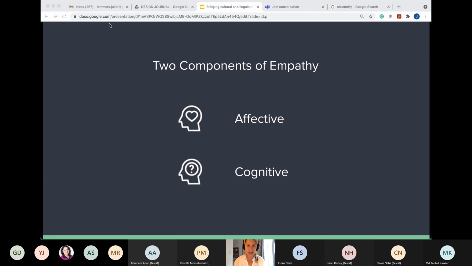Both components are necessary in order to effectively use empathy in the design process. One of the two will not suffice for understanding the user's world. Designers need to understand their learners' individual circumstances, the cognitive component, and they need to be able to have an emotional response to those circumstances, which is the affective component.